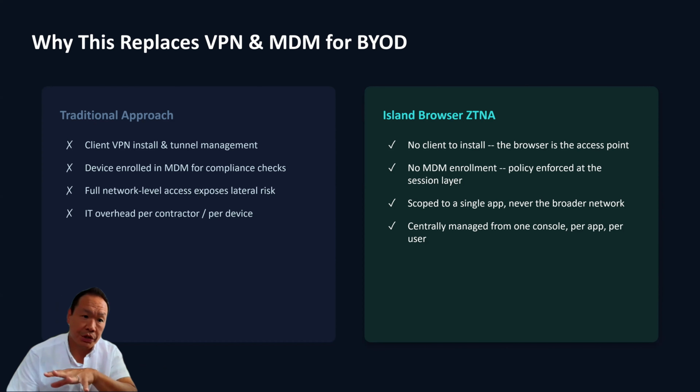So what happens when you transition to an enterprise browser like Island Browser and leverage zero trust network access? There's no client to install. Yes, you do have to install the Island browser, but otherwise, there's no other client to install. You don't have to enroll the device to enforce another layer. I can do as little as one application that they have access to, or multiple applications that they have access to. I don't have to open up the entire network. And last of all, everything's centrally managed from one console.